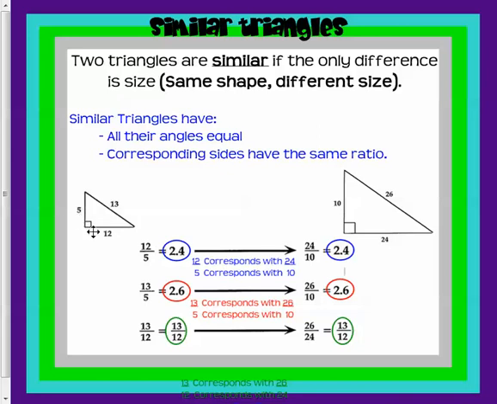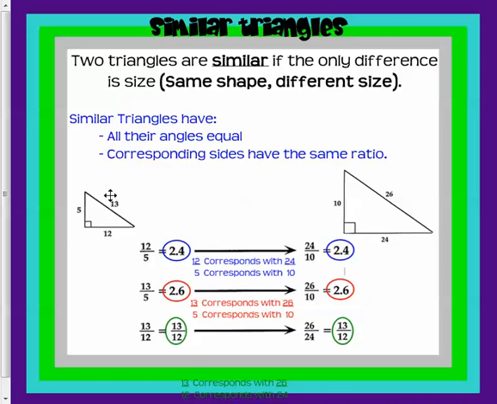For example, if we take 12 and we put it over 5 and we write it as a ratio, and we set it equal to the same number in the same position, 24 over 10, like in this one, they both simplify to be 2.4. If we did this for every side, as I did down here for you, you will see that every single one simplifies to be the same ratio.